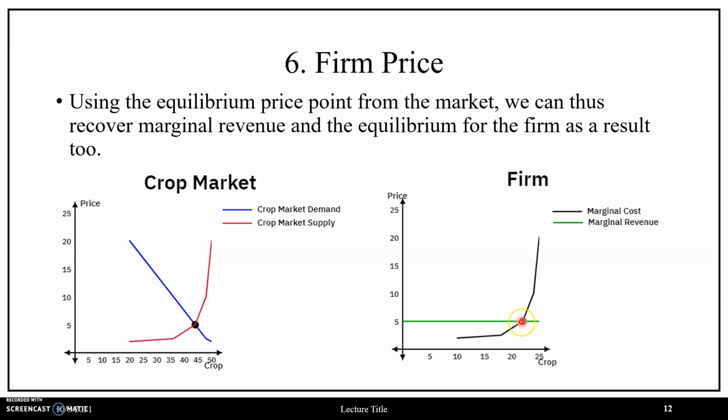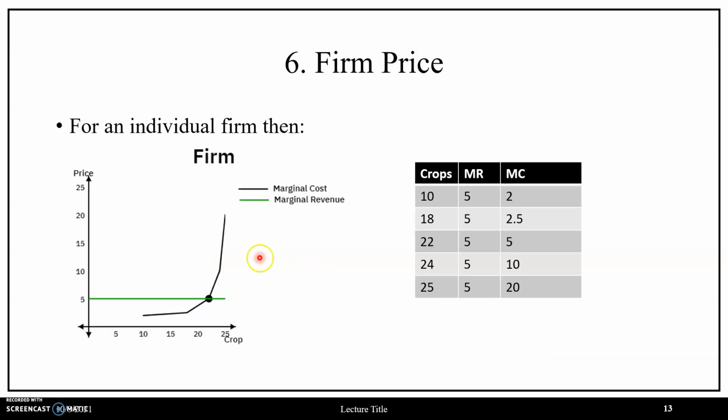we can then recover equilibrium for an individual firm and go through their profit maximization process as a result. So the intersection of marginal cost and marginal revenue is going to give us our profit maximization bundle in terms of output produced, as well as if we had a production function, the amount of variable labor and fixed capital that we'd be using. And this is going to be at a price point of 5.